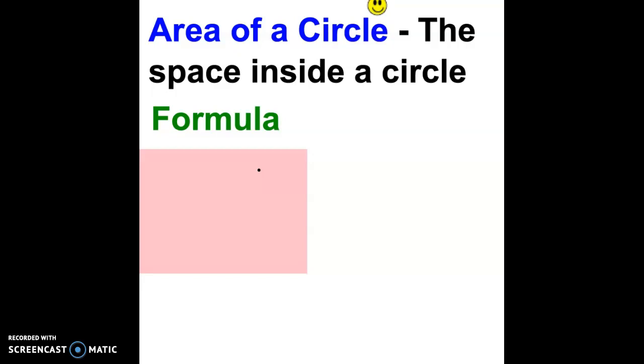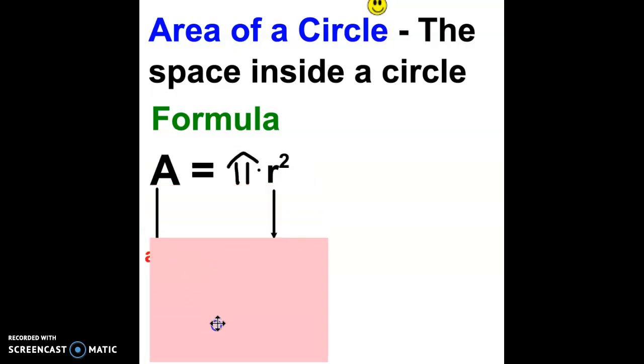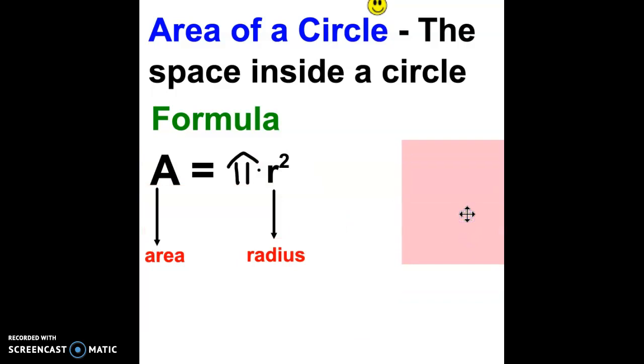All right, area of a circle. Area is the space inside of a circle. So area here is nothing new. So I want you to take a minute and see if you can remember what the formula for the area of a circle is. Hopefully you said that area is equal to pi times the radius squared. So A equals pi times radius squared. That is the formula for area of a circle. And now we're just going to do a quick review problem where we practice using this formula.